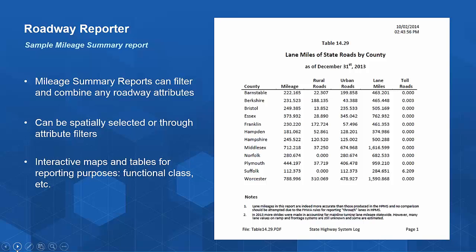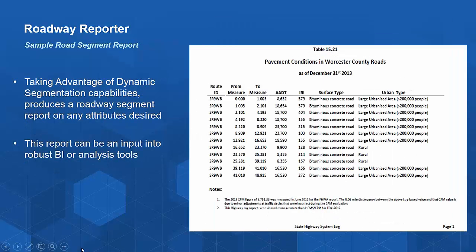Roadway Reporter generates not just the tables, but the maps based on the information, allowing you, the user, to interrogate the map and ultimately to drill down to individual roads for more detailed statistics. The next report is the road segment report, which takes full advantage of Roads and Highways dynamic segmentation capabilities. The report returns the roadway segments and measures for any selected set of event layers.